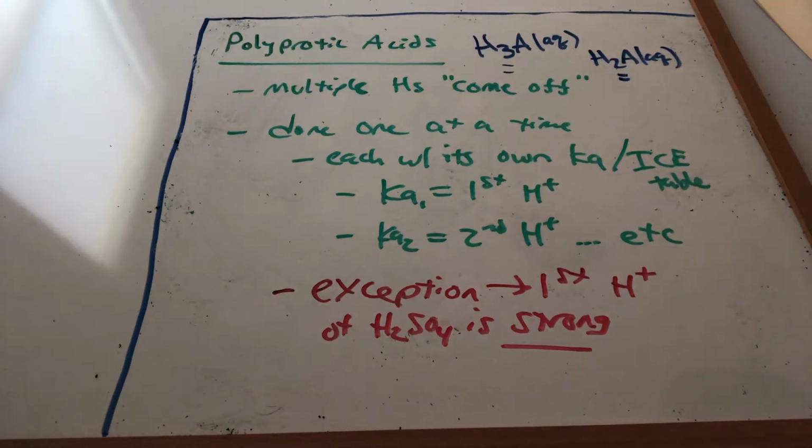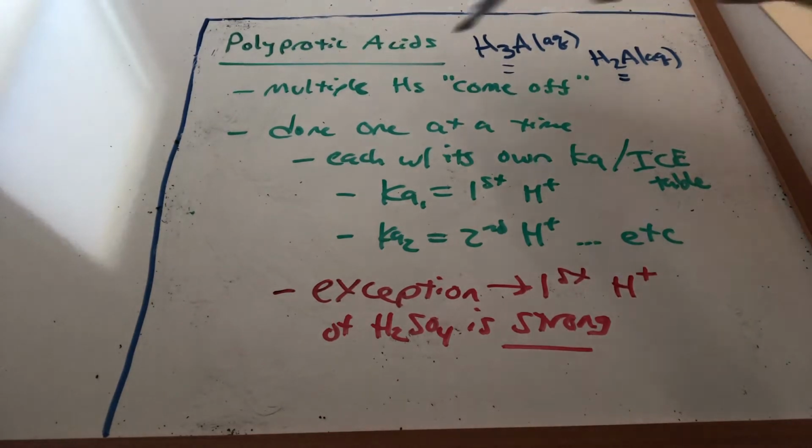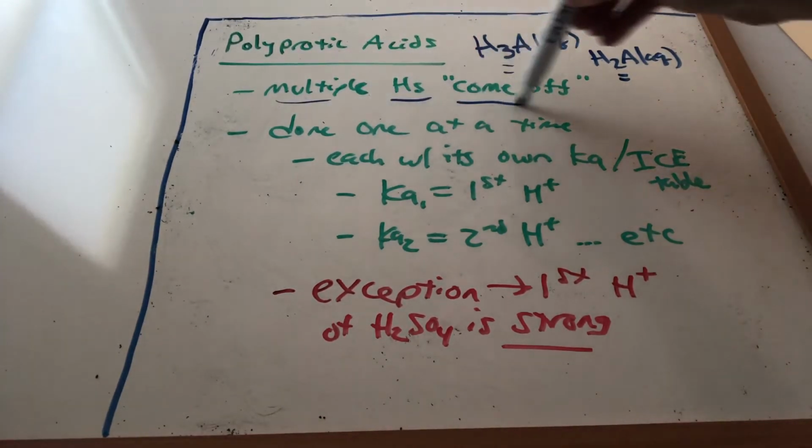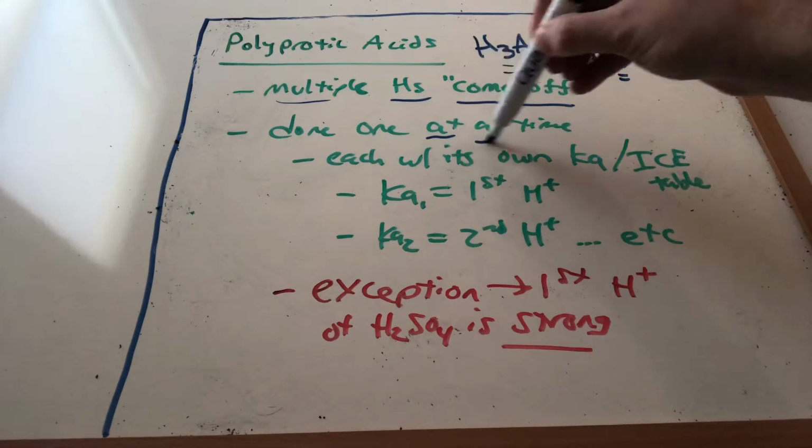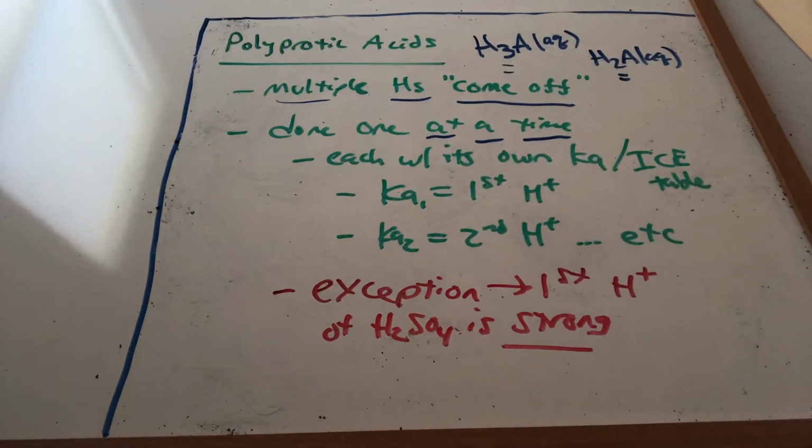And like I said, this is the way that you identify a polyprotic acid, because it's not just a simple H out in front like HF or acetic acid. There's more than one. So how do we view that chemistry? The multiple H's come off, but one at a time. They come off one by one.